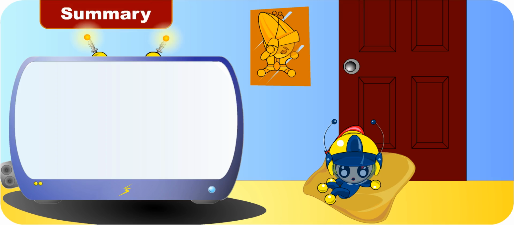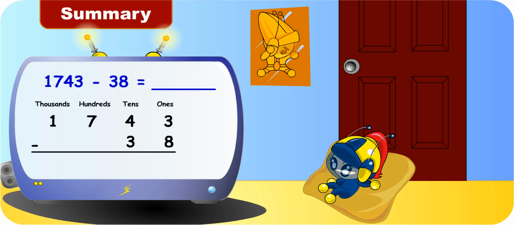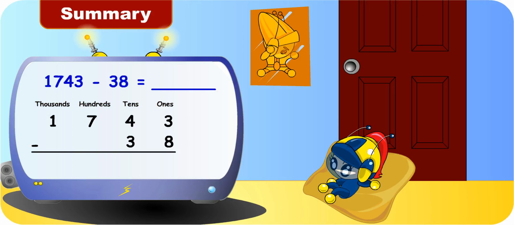Let's recall what we have learned in this lesson, Turbo Girl. When we subtract 4-digit numbers, we first align the digits according to their place value. Next, we subtract the ones, followed by the tens, the hundreds, and the thousands. Good! But don't forget, we need to do renaming when there is not enough value to subtract from.